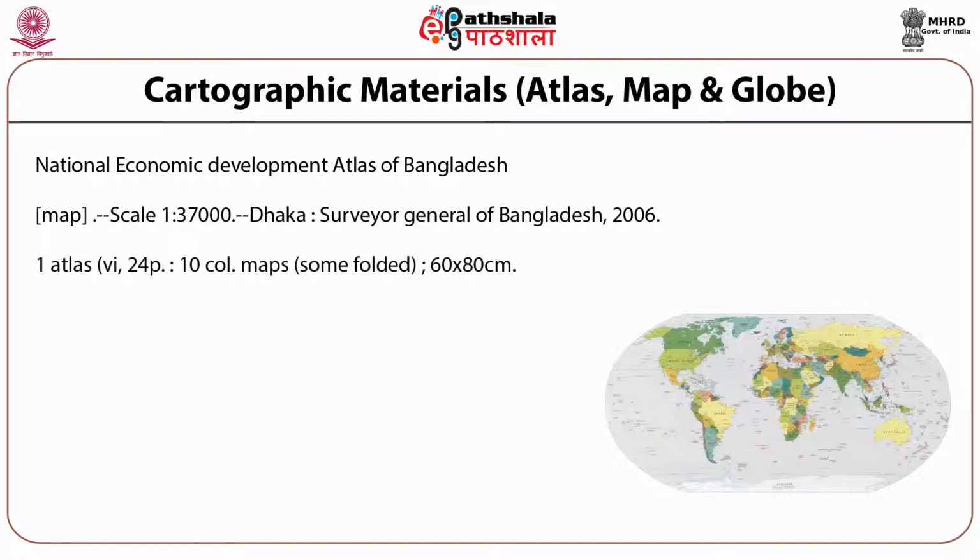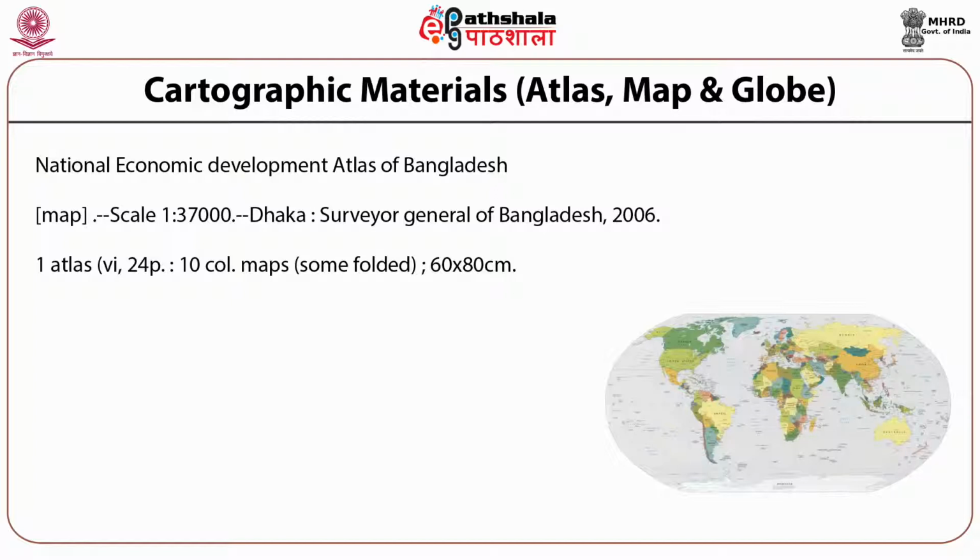One atlas, within bracket you give 6 pages, 6 Roman pages there, 24 pages there, and there are 10 color maps. And it is mentioned in that information that some are folded. So, you have to write some folded. And what is the size? You bring size after giving semicolon 60 into 80 cm as given there.